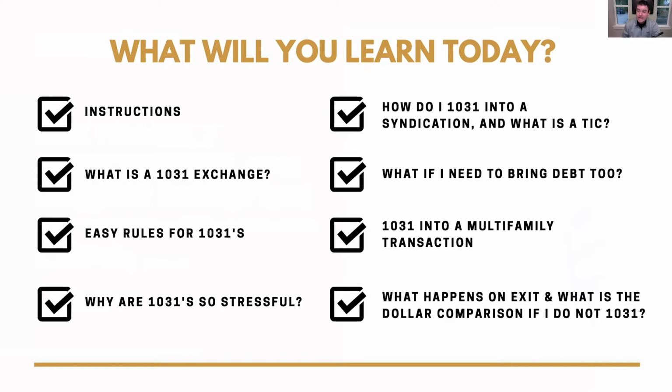So what you're going to learn today, and we're going to cram a lot of material and information into a very short period of time. So this is meant to be a high level overview of this process. What is a 1031 exchange? What are the easy rules for 1031s? Why are 1031s so stressful for most people? And then what's the secret sauce? How do you 1031 into a syndication? And what's this thing that I've heard called a TIC? And what if I need to bring debt too, if I'm the 1031 party? And then what happens on exit? And then basically an overall view of 1031s.